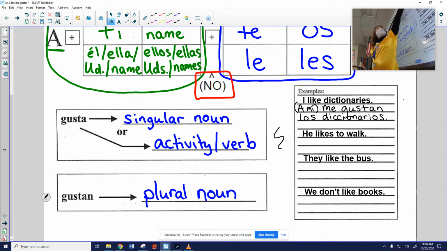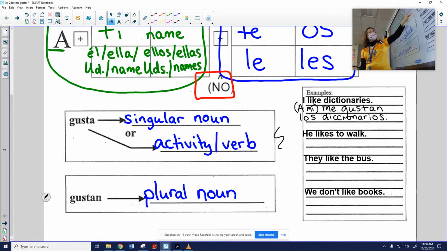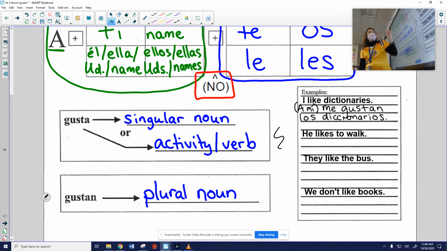He likes to walk. Which indirect object pronoun will we use to indicate he likes it? Me, te, le, nos, os, les. Ooh, that was exciting. We'll use le. Excelente. Le. With to walk, are we going to use gusta or gustan? Gusta, because it's an activity, right? Le gusta. ¿Y cómo se dice to walk? Starts with a C. ¿Recuerdan? Caminar. Excelente, Rose. Le gusta caminar.